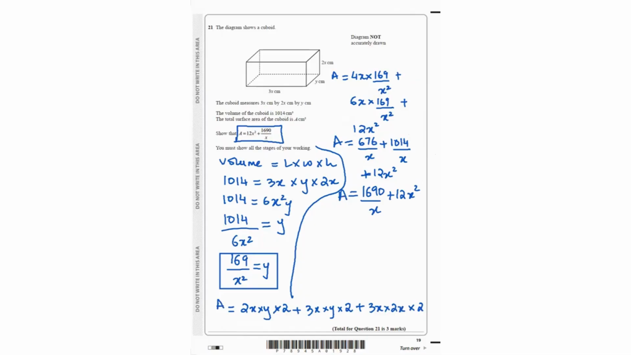So that's your answer. For the cuboid, the formula is very straightforward. For the volume, you multiply all the dimensions of the shape, length times width times height. And for the surface area, you find the area of all of the faces and add it up.